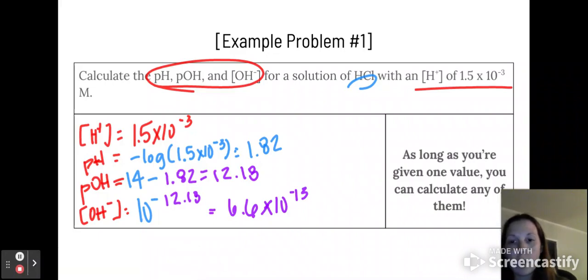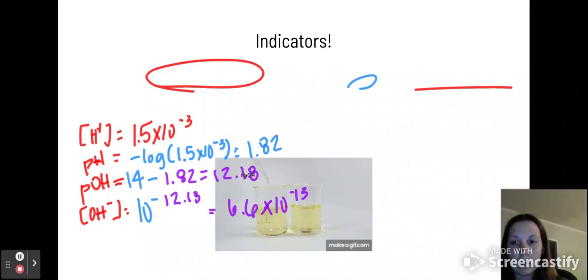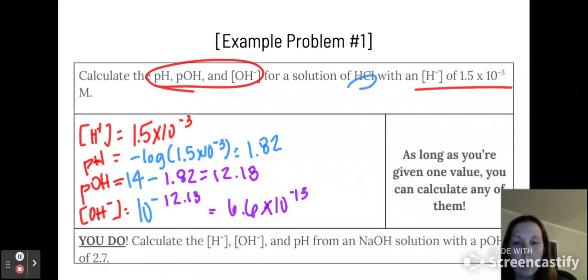So now I want you to pause the video and try this example. Calculate the H plus concentration, OH minus concentration, and pH of an NaOH solution with a pOH of 2.7. So go ahead, pause the video and try that.